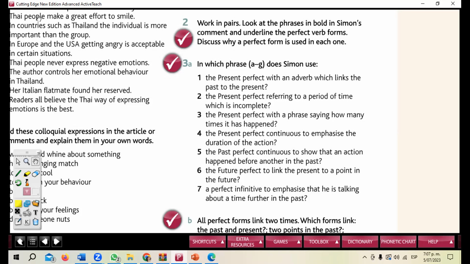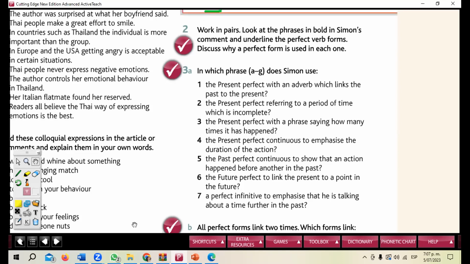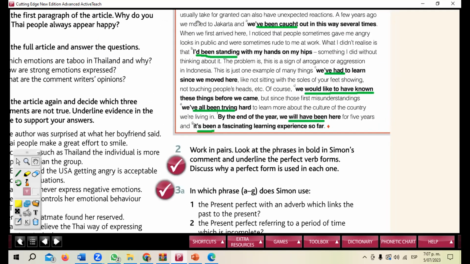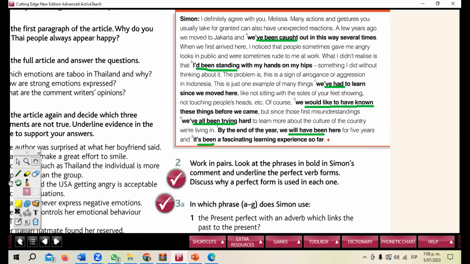All right, guys, are you ready to check? Wait, teacher. Okay, let's wait another minute. I don't understand the last question, teacher. Okay, this one, it says, okay, remember I told you a perfect infinitive. Perfect infinitive can be the only example that is different here is "to have known", okay?